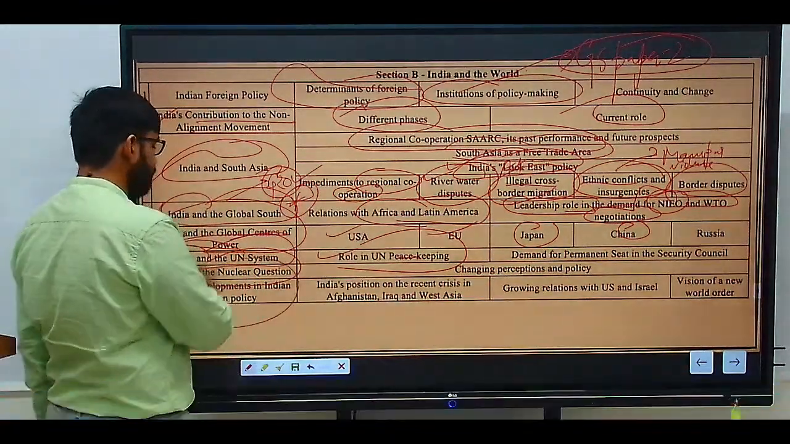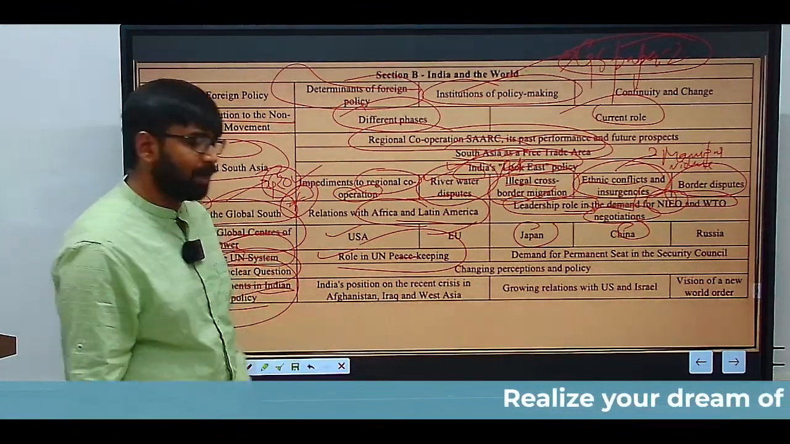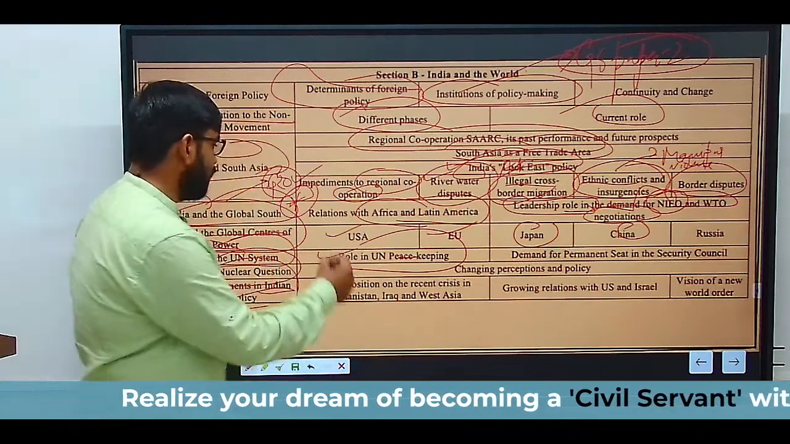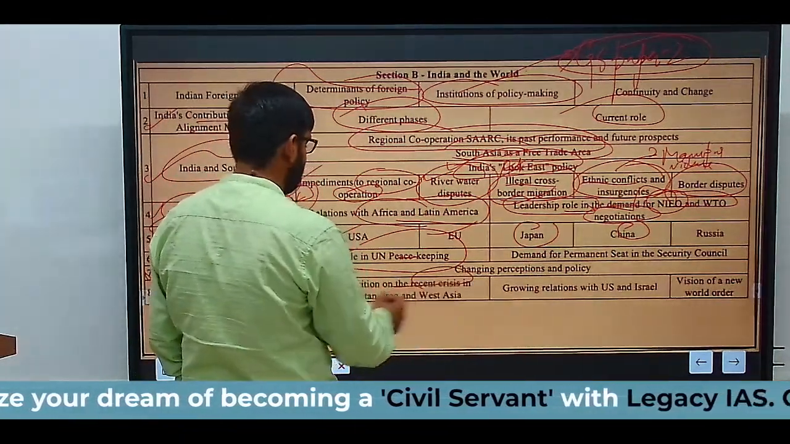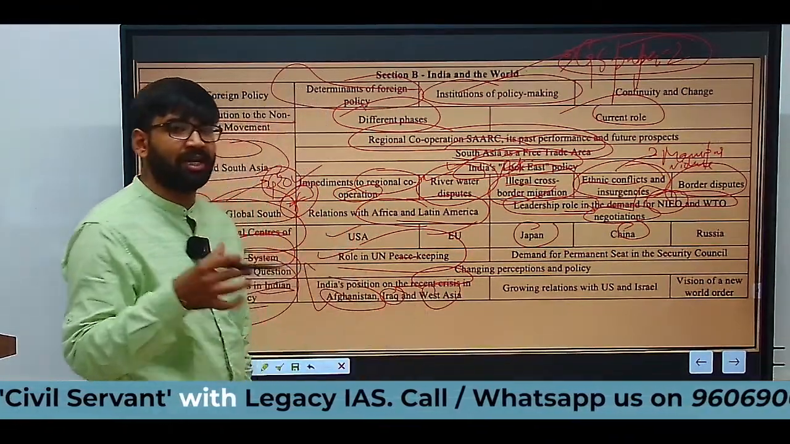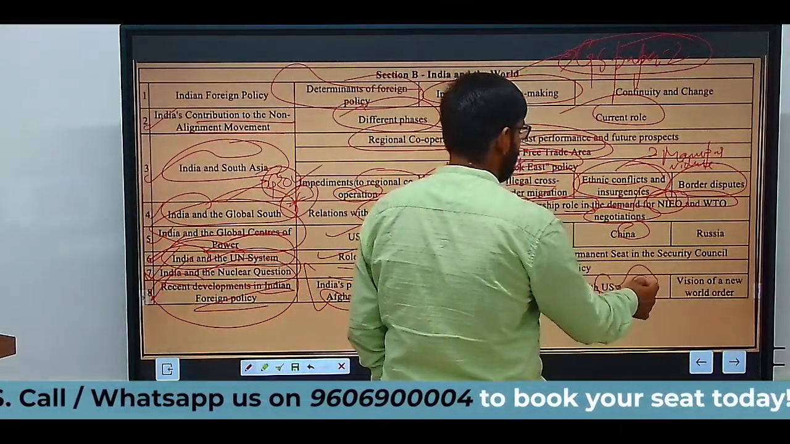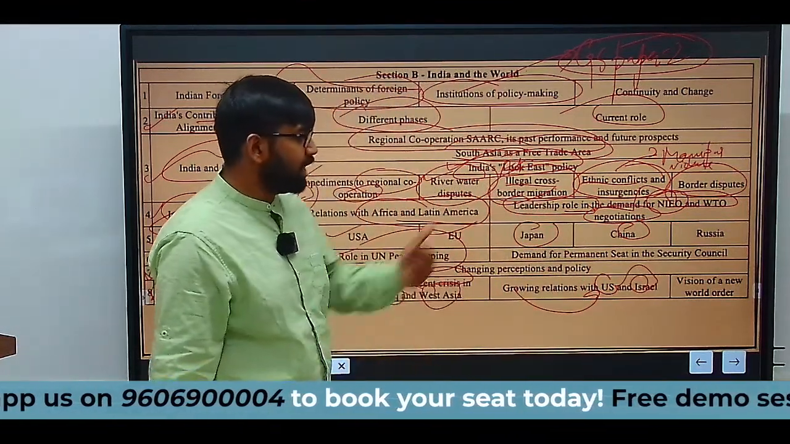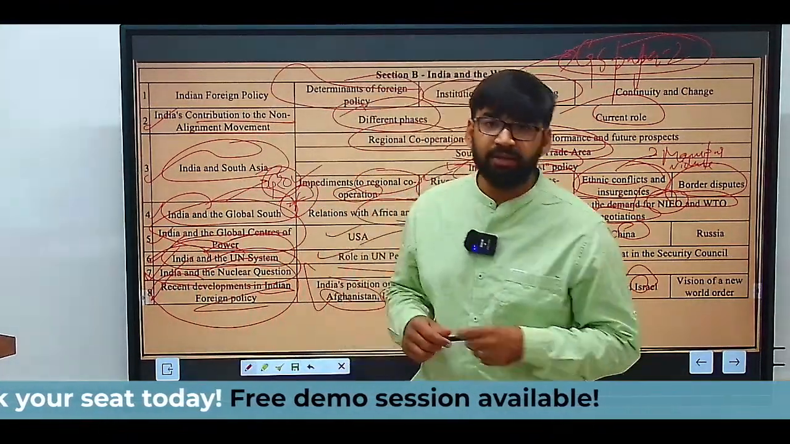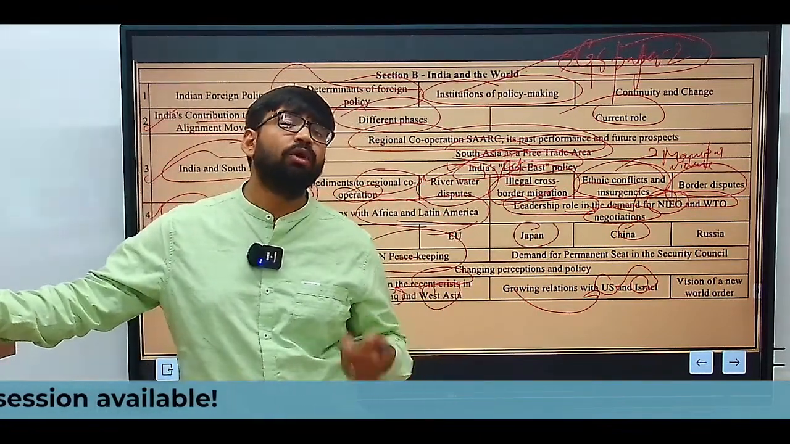Then chapter 8 is related to current affairs, that is, recent developments in India's foreign policy. For example, recently Indian Prime Minister Modi visited France, then the UAE. So here we are going to understand India's position on recent crises like Afghanistan, the rule of the Taliban, then Iraq, West Asia. So here we will be discussing India's relations with West Asia. Then India's relations with the US and Israel. Then India's vision for a new world order in the sense where each and every country should get a voice, and how India is going to play its role in the new world order.